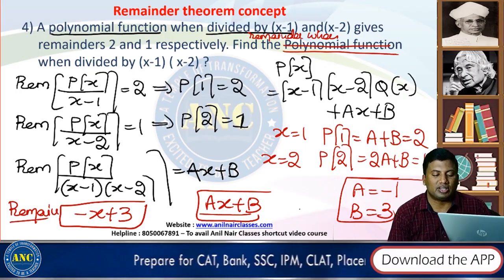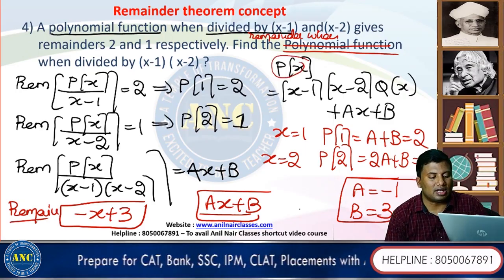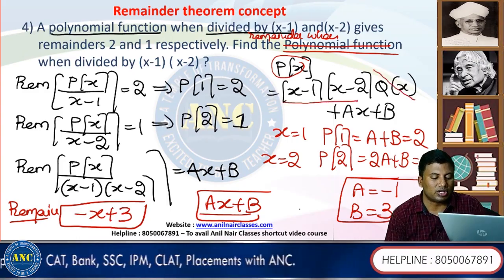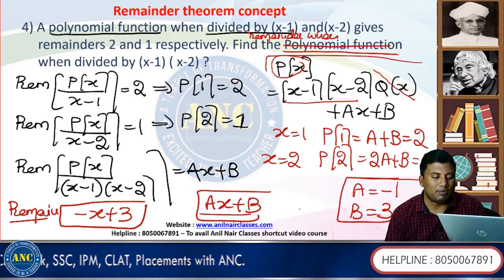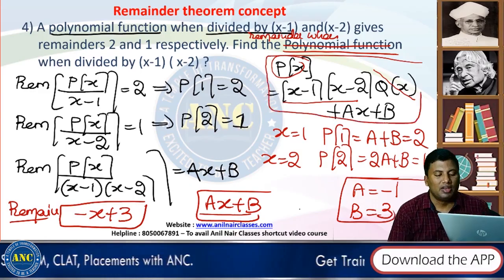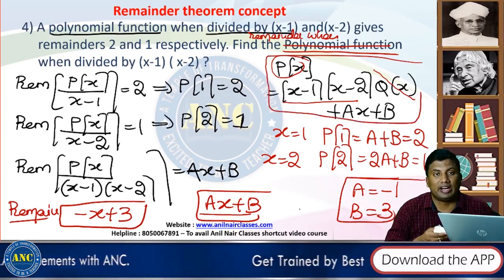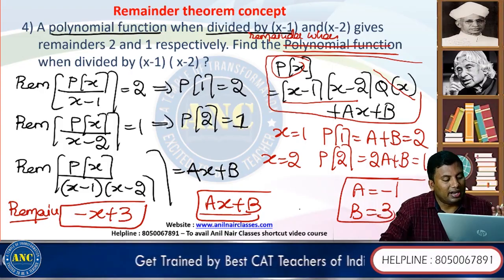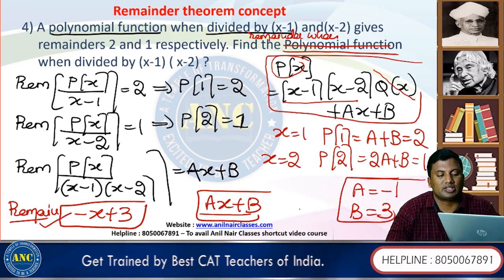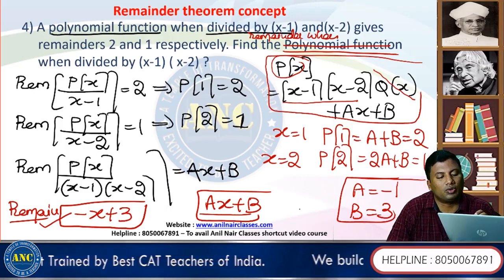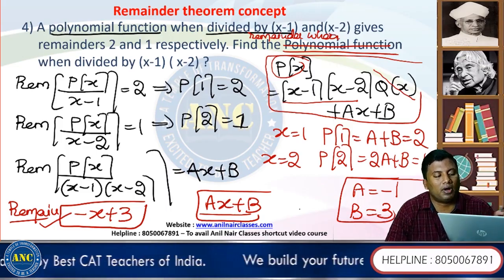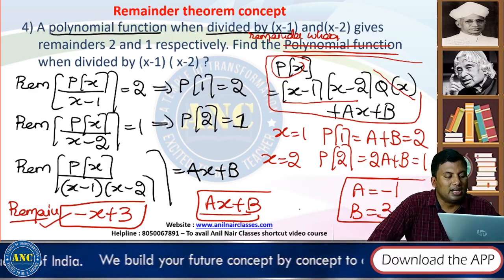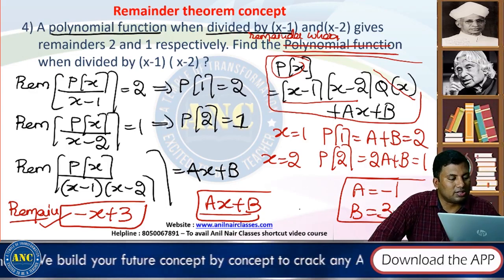Minus x plus 3. So, p of x is nothing but x minus 1 into x minus 2 into some quotient, minus x plus 3. That will also become the polynomial function where q of x needs to be determined. I hope it is clear, right? Idea is clear. Answer is minus x plus 3. Just change the question to find the remainder when the polynomial function is divided by x minus 1 and x minus 2. Minus x plus 3.